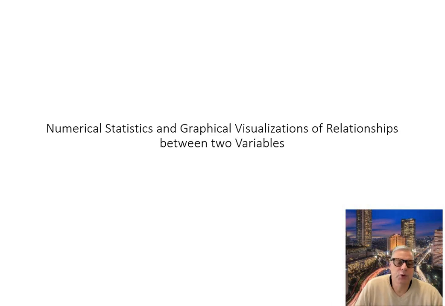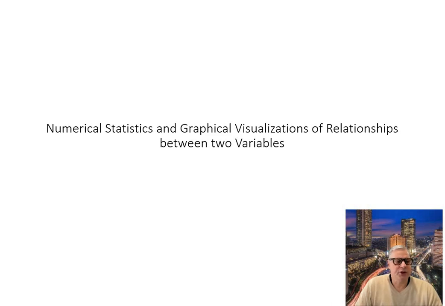Okay, let's conclude this topic with some remarks on numerical statistics and graphical visualizations of relationships between two variables. When it comes to numerical statistics of relationships, there are two that I want to introduce: the covariance and the correlation coefficient. And when it comes to graphical visualization, that is the scatter plot.